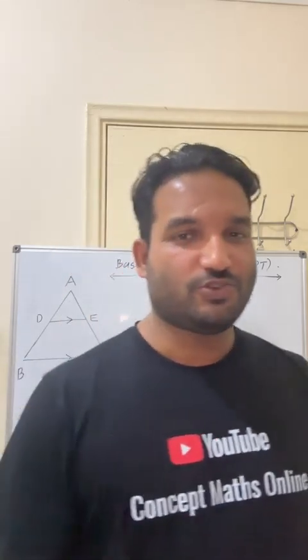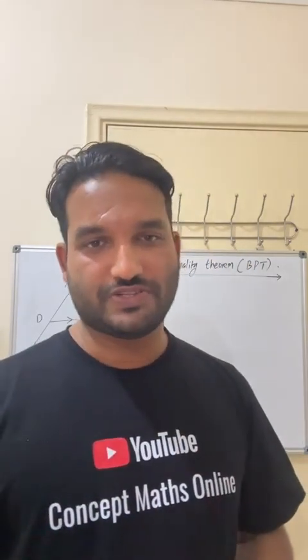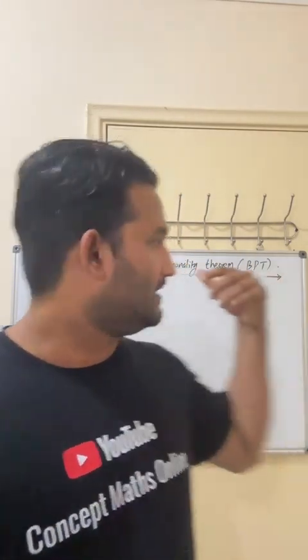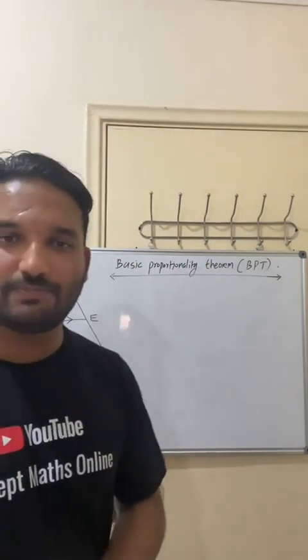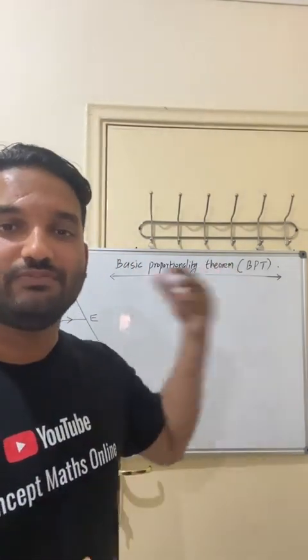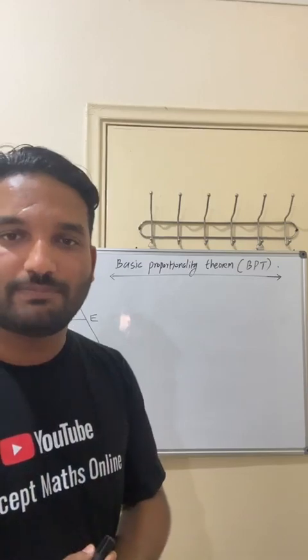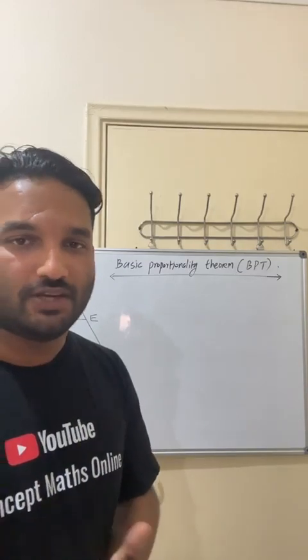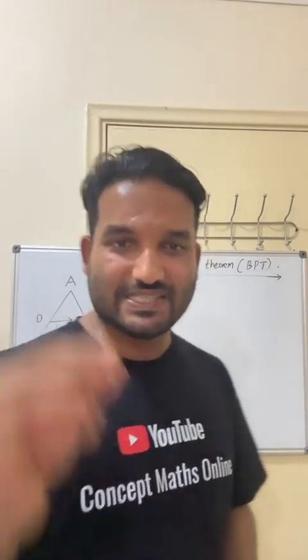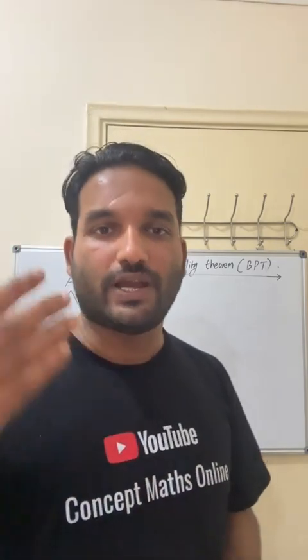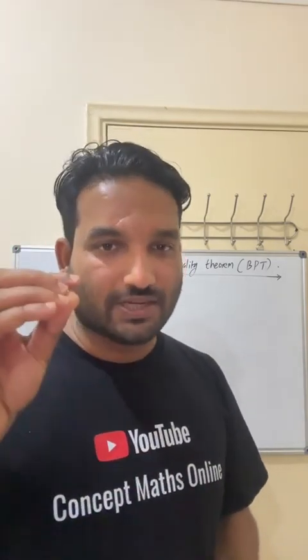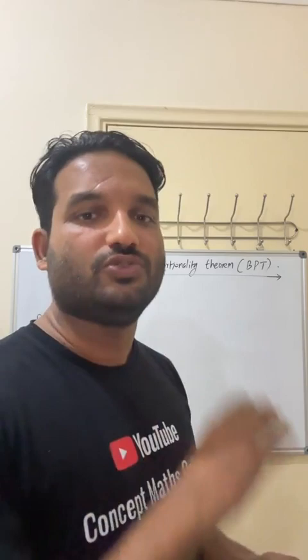Now this proof is also included in your syllabus for the 10th grade. So we need to know how to derive the proof for the basic proportionality theorem. I'm going to derive it in the easiest way. Don't memorize the proof by heart. Just remember the techniques I use to do the proof.